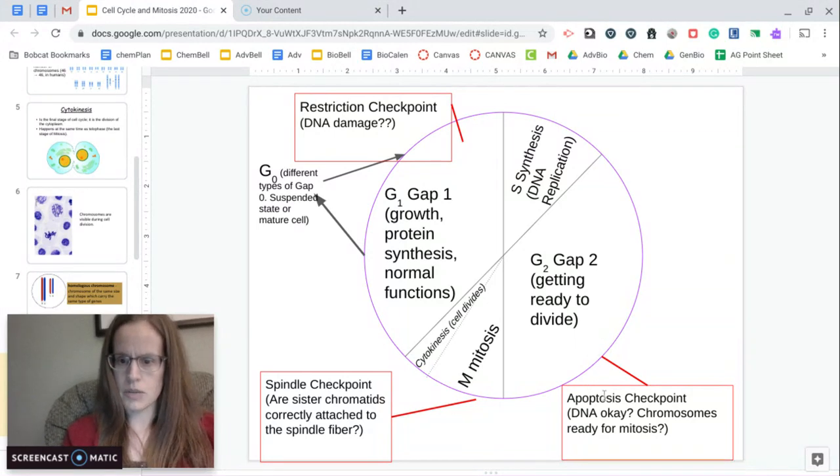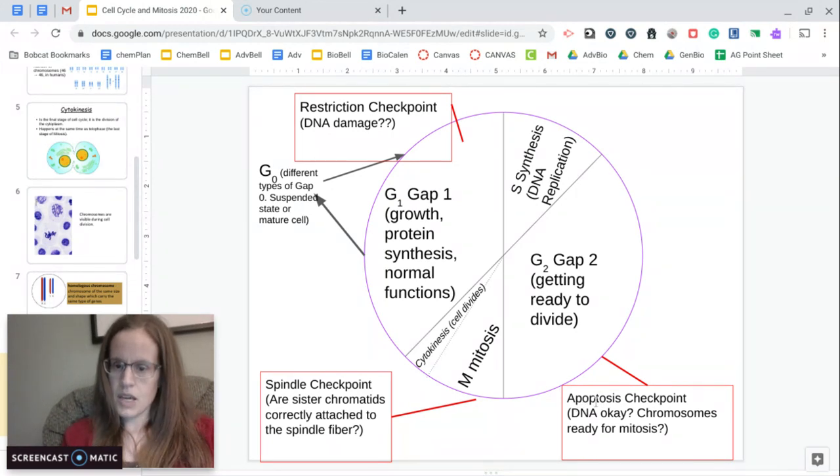And then here there's another checkpoint, an apoptosis checkpoint. Is the DNA okay? Are the chromosomes ready for mitosis? If they are not, now the other option is that your cell tries to fix it. But if it can't fix it, then it's apoptosis. So the cell destroys itself. Sounds bad. It's actually good. You're doing that with cancer cells in your body.